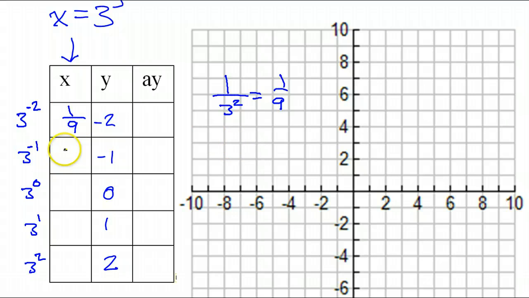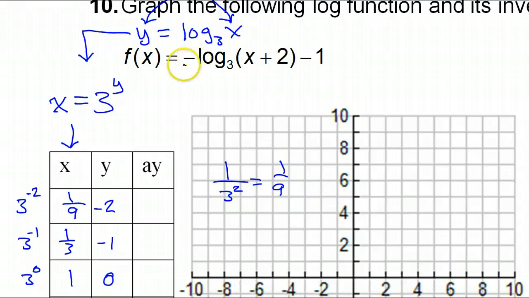This negative will drop you down and give you 1/3. Anything to the 0 power is 1. 3 to the 1 is just 3, and 3 squared is 9. Is there an a value? Sort of. Well, let's go ahead and say yes.